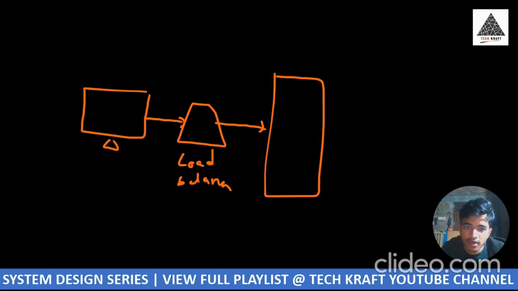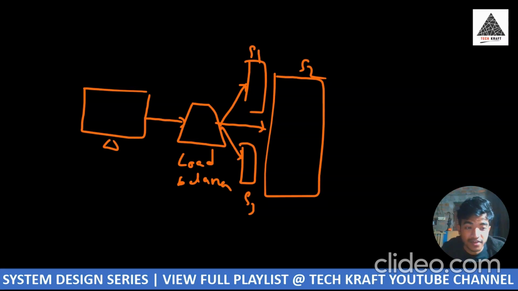Now this load balancer will distribute the requests to the servers. Let us say this is server 1, this is server 2. For space constraints, I have drawn small servers. Imagine they are big servers. This is the load balancer. It will distribute the requests to the servers. Let's say you're getting 1000 requests at the same time. The load balancer will distribute them to the servers: 200, 300, and the remaining 500.